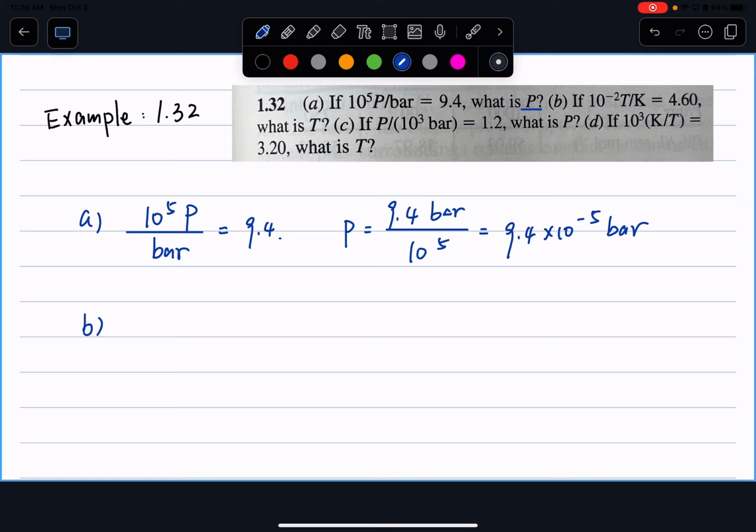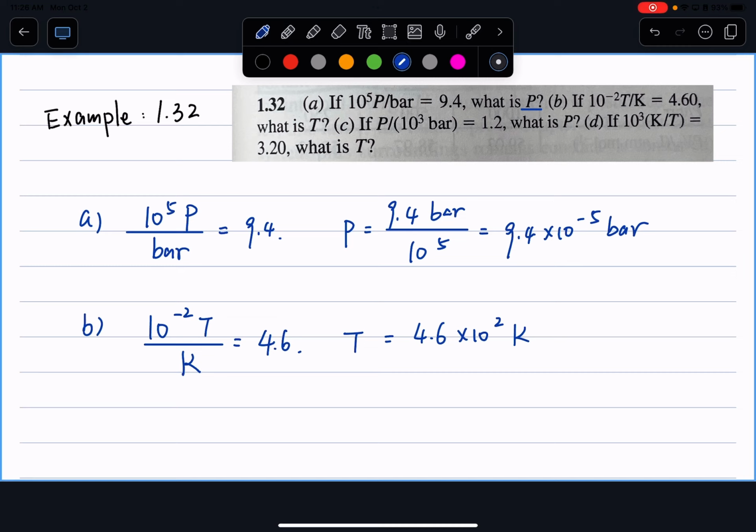Right, so if we look at number 2, that's the same idea. We have 10 to the negative 2 t over K equals 4.6, and it asks what is t. So we can move terms around to get 4.6 times 10 to the 2. Okay. You can try it yourself. It's not hard, just get familiar moving things around. All right.